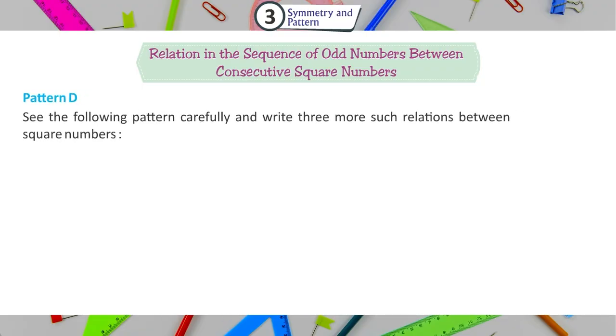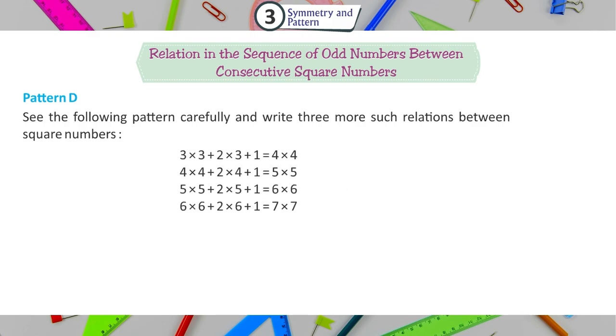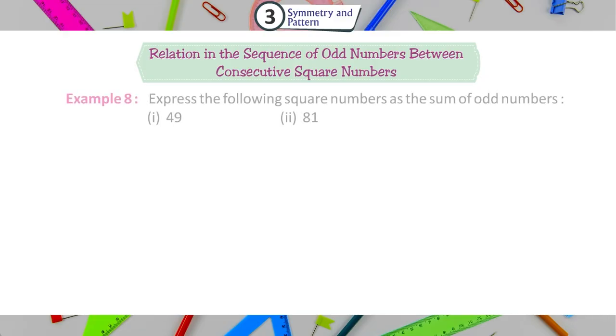Pattern D. See the following pattern carefully and write 3 more such relations between square numbers. 3 into 3 plus 2 into 3 plus 1 is equal to 4 into 4. 4 into 4 plus 2 into 4 plus 1 is equal to 5 into 5. 5 into 5 plus 2 into 5 plus 1 is equal to 6 into 6. 6 into 6 plus 2 into 6 plus 1 is equal to 7 into 7.